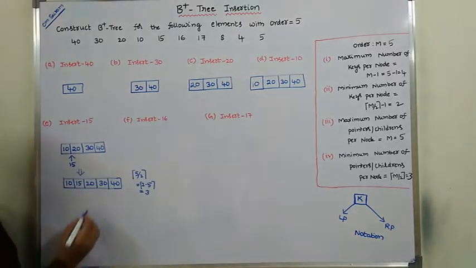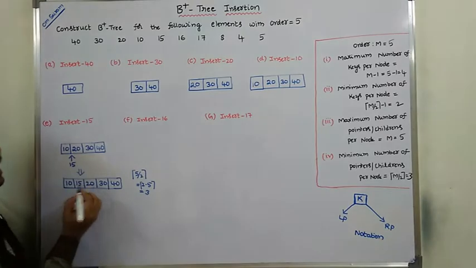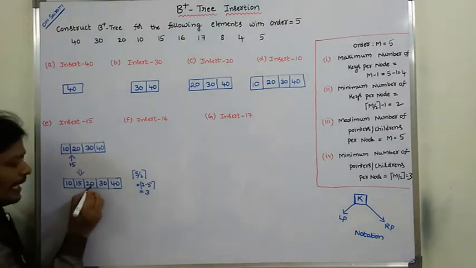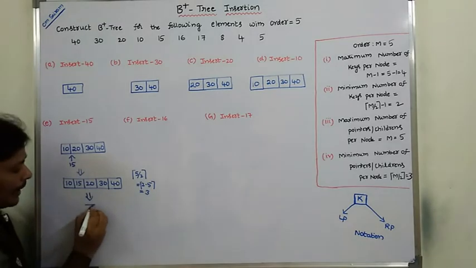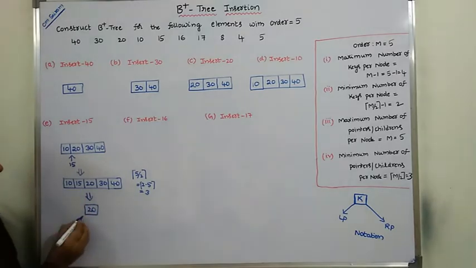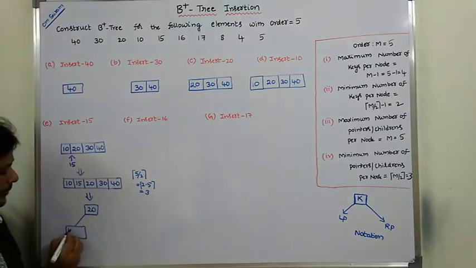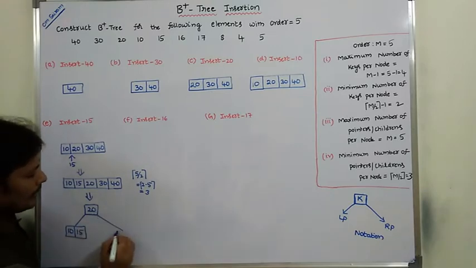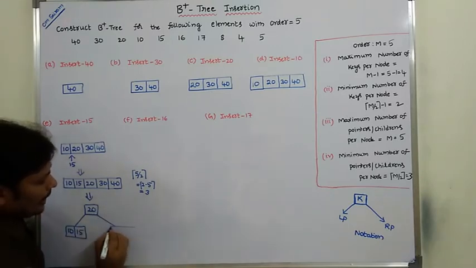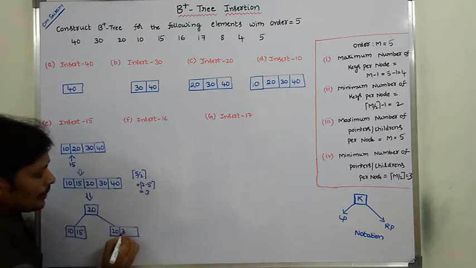The third element is 20. Now 20 can be taken as parent, so splitting is performed at key element 20. 20's left child is 10 and 15, and 20's right child is 30 and 40. In addition to 30 and 40, 20 can also be stored.